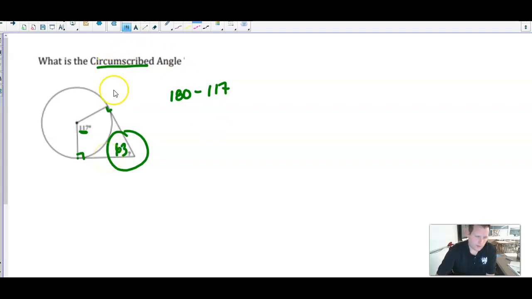So that's all. The circumscribed angle is just this angle that's outside here that is supplementary with the central angle here. So those two would be supplementary, and that would be my answer there.